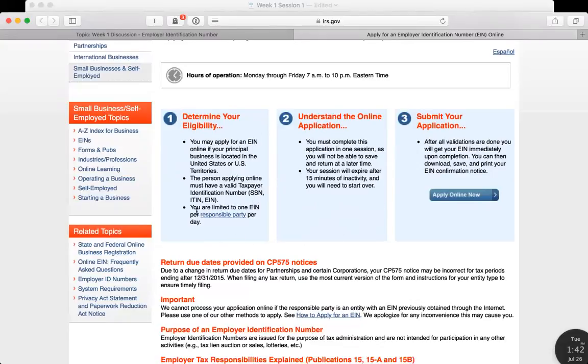And then you can only apply for one EIN per responsible party per day. So I don't see any reason you need to do more than that, but you can only apply for one a day. And then it does not take long at all. You just come over here and click Apply Online Now.